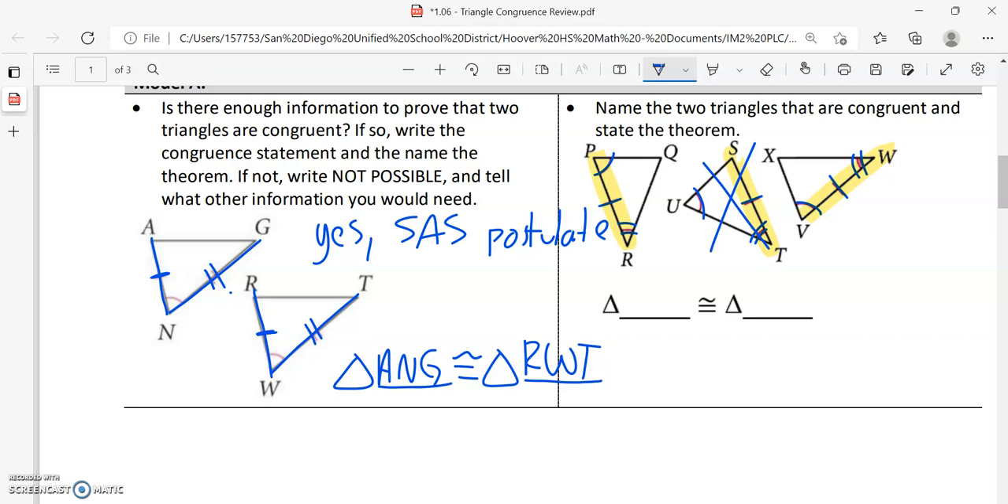I'm going to do the one angle to the two, so PRQ is congruent to, I went 1 to 2, so VWX. And that is because of angle, side, angle.